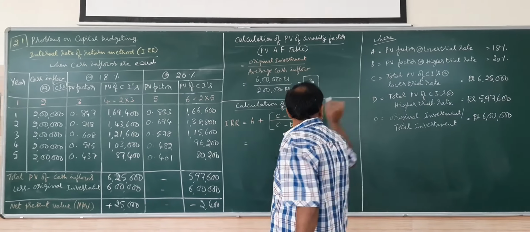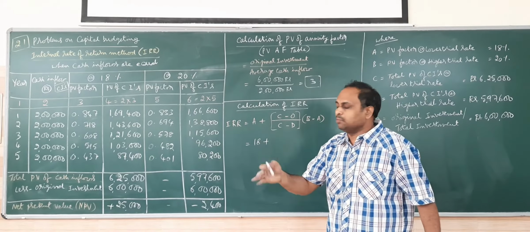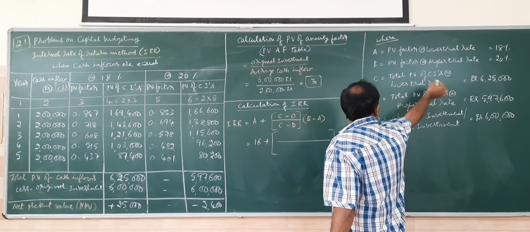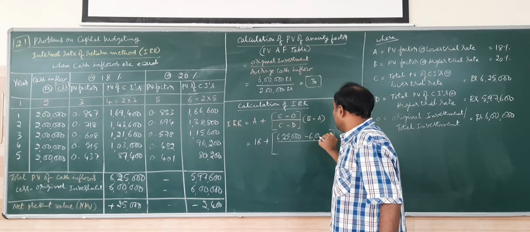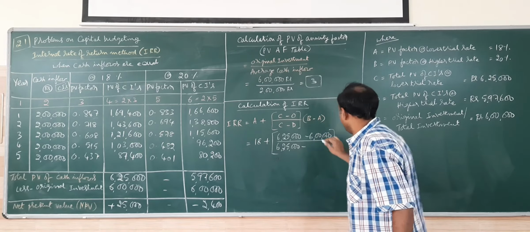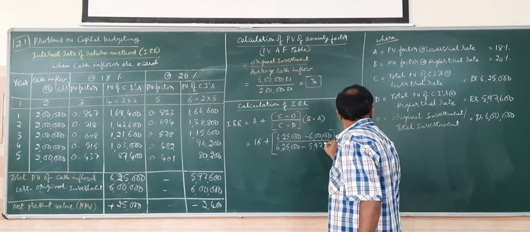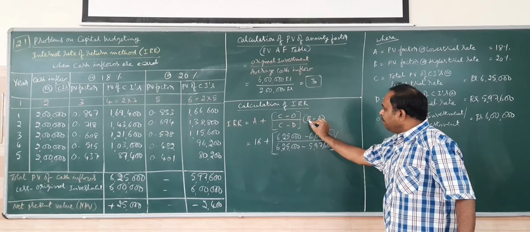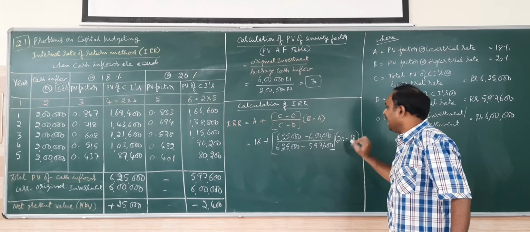A is 18%. I'll just take it as 18. Don't convert that into decimals, just take it as 18 only. Then C is 6,25,000. O, virtual investment, 6 lakhs. Again C, 6,25,000. D is 5,97,600. Then multiply the value between B and A. B is 20%, A is 18%.